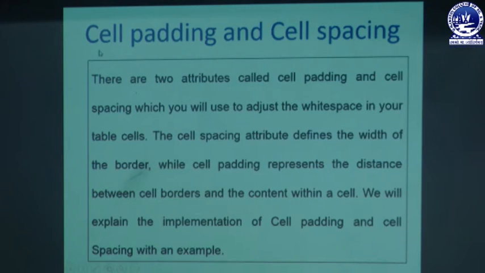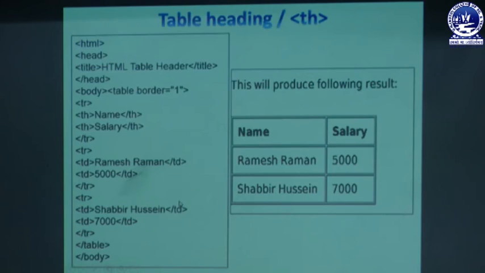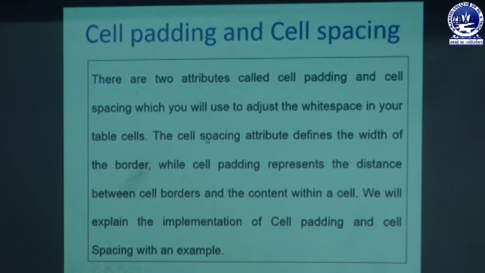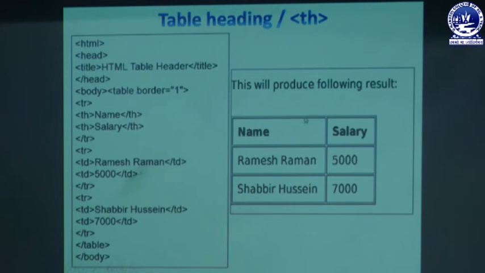So what do you mean by cell padding? Cell padding is used to represent the distance between cell borders. As we have seen, there are cells which are used to define the data or the value of a table. So if we want to give some distance or some space in between the cells, then we use cell padding. Similarly, the cell spacing attribute defines the width of the border. That means you can clearly see over here there is a table, and if we want to give any cell width or cell border, then we can give the cell spacing.